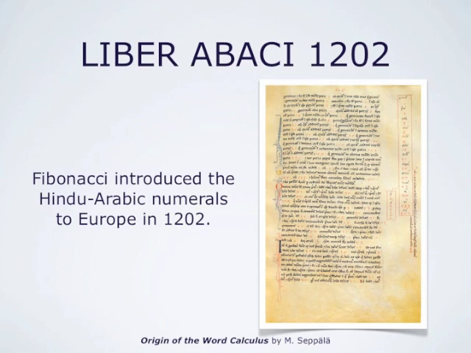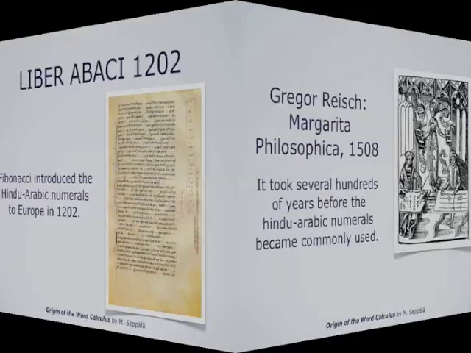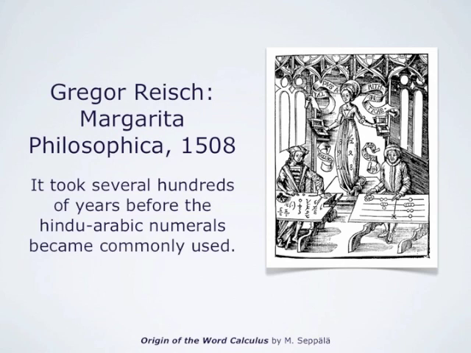But it took a long time before these Hindu-Arabic numerals were adopted in Europe. So more than 300 years later, Gregor Reisch, in the book Margarita Philosophica, published in 1508, shows two men performing computations. The one using an abacus on the right, and then there's the one using Hindu-Arabic numbers on the left. The person on the left seems more affluent, more happy, more effective in his computations than the person using pebbles on the right. So it took several hundreds of years before the Hindu-Arabic numerals became commonly used.